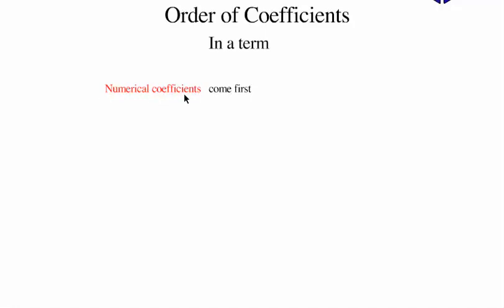Okay, numerical coefficients come first. So the number part comes first, like 3. And then the literal coefficients come next, so 3x. And if you have more than one, then they come in alphabetical order. So the x would come before the y, before the z.